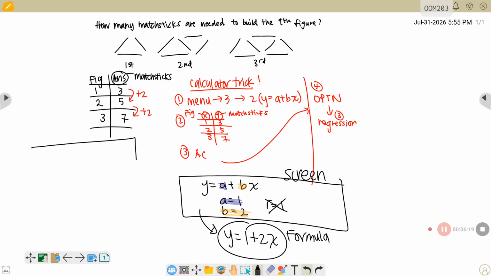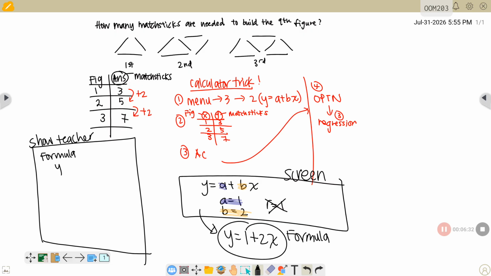So this is your paper. Now let's go back to your paper, right? So how to show your teacher? These are all your back end, correct or not? All the behind the scenes. So you just show your teacher the formula. Okay, y is equal to 1 plus 2x. How come you know? You're so magical, you're just so smart like that.